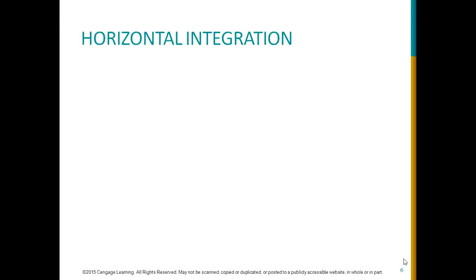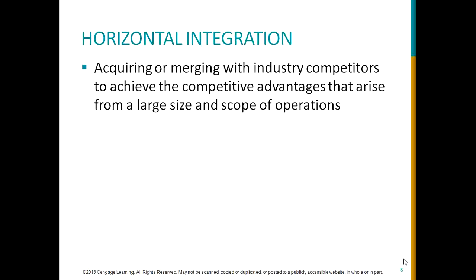Now, the particular part of horizontal integration: staying with one industry allows a company to focus all its managerial, financial, and technological functions, resources, and capabilities on competing successfully in one area. A second advantage of staying with a single industry is that the company sticks to the focus of what it does best. So here, acquiring or merging with industry competitors achieves the competitive advantage that arises from a large size and scope of operations. That is how I just explained the benefits.